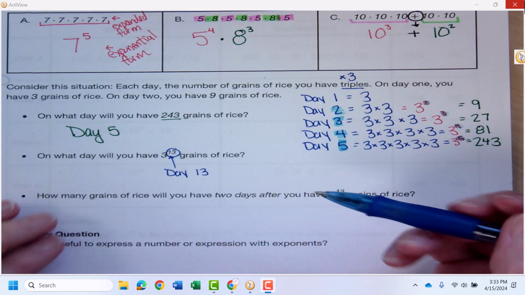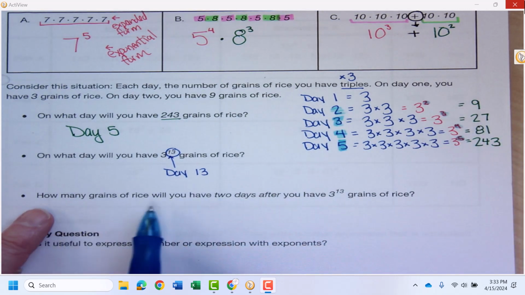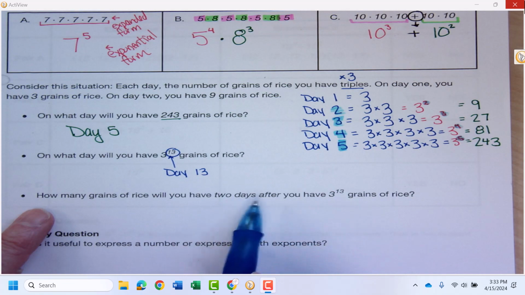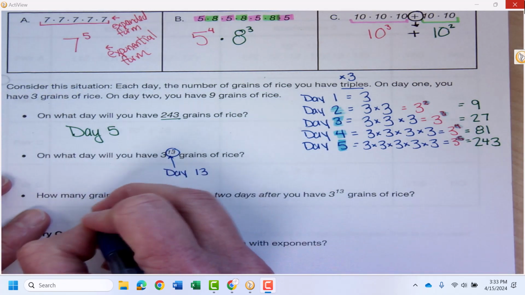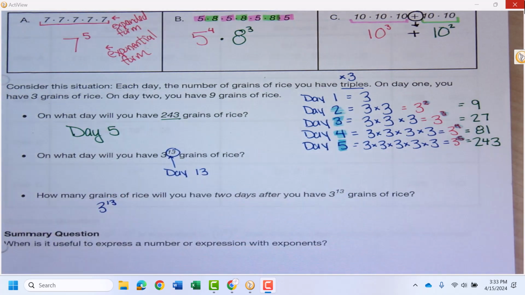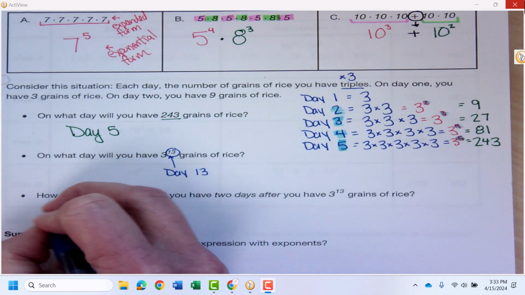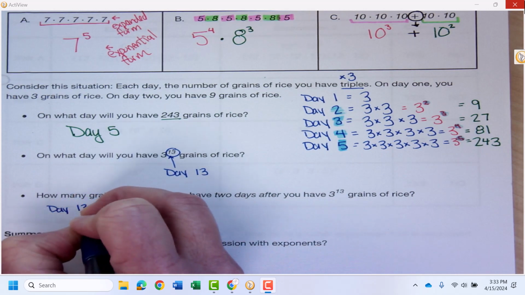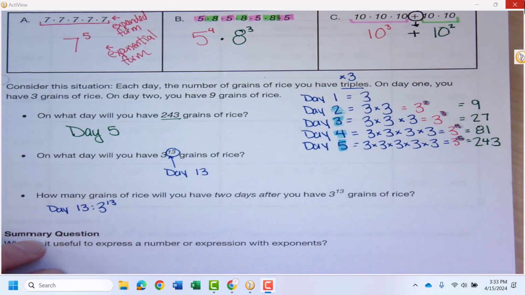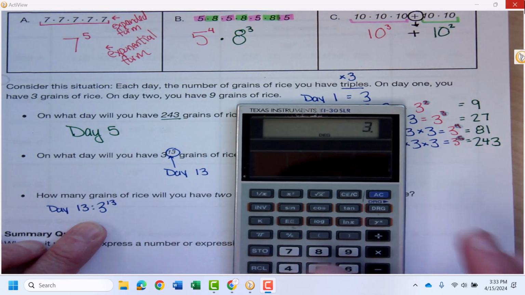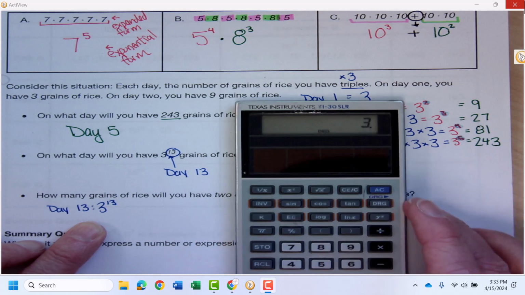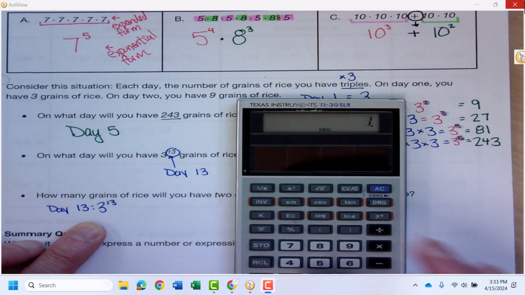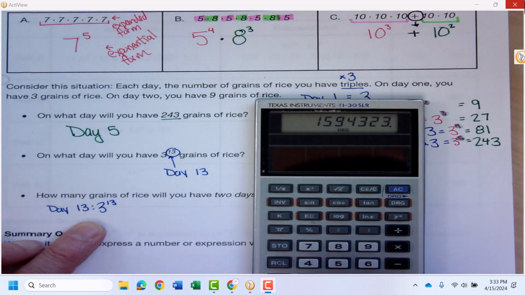Now the next one gets a little bit tricky. How many grains of rice will you have 2 days after you have this much rice? Well, this is a really big number. That's day 13. And just so you can see what it is, I'm going to go ahead and calculate that. We talked about where the exponent key was last week. So this is a really impressive number, 1,594,323.